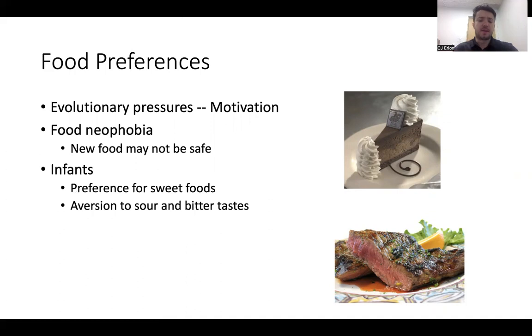So with infants, they show a preference for sweet foods and an aversion to sour and bitter tastes. This also seems to be adaptive, because those sugars, especially a long time ago, were more difficult to find. And so it's really important to make sure that our bodies want that, so that we get those sugars that we need, versus the sour and bitter taste could potentially signal more poisonous types of things.